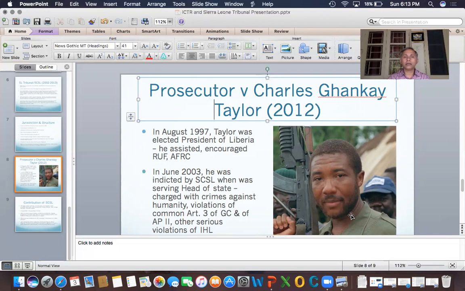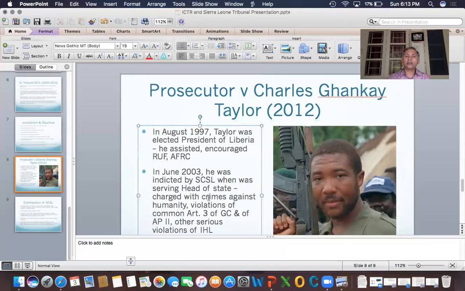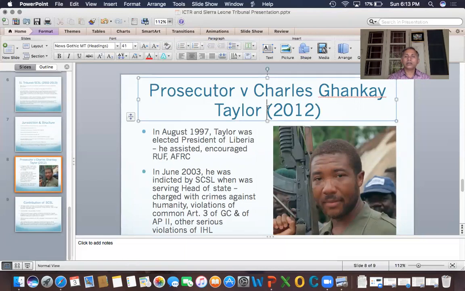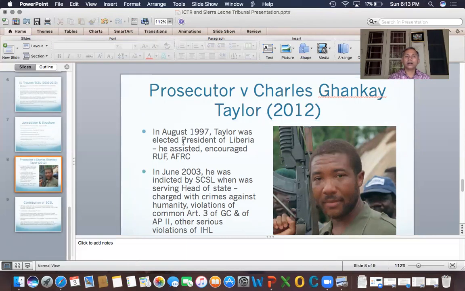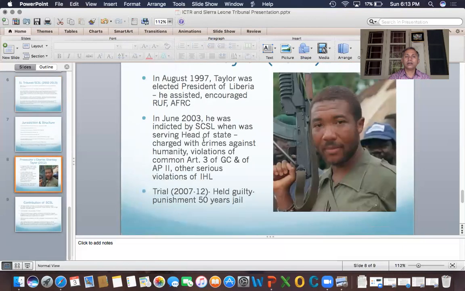So in August 1997, Taylor was elected president of Liberia, but he was also involved in assisting and encouraging the rebel groups in Sierra Leone, which is the Revolutionary United Front that I have told you, and AFRC. These were the groups whom Taylor supported. Not only did he support, but he also gave all kind of support by sending arms and ammunitions. And then he was also involved in saying that, okay, you can commit any kind of crimes, and that too international crimes.